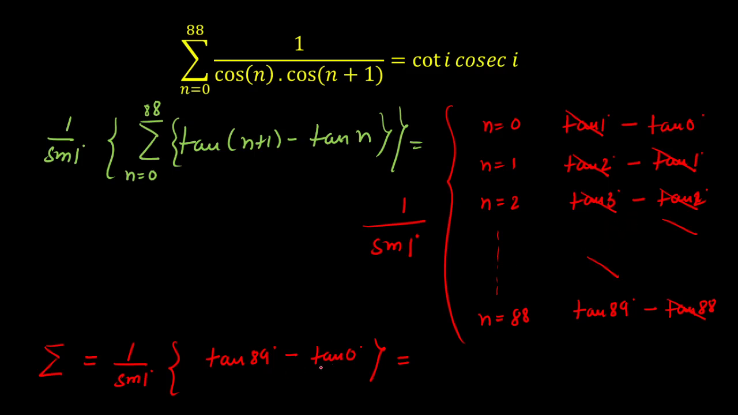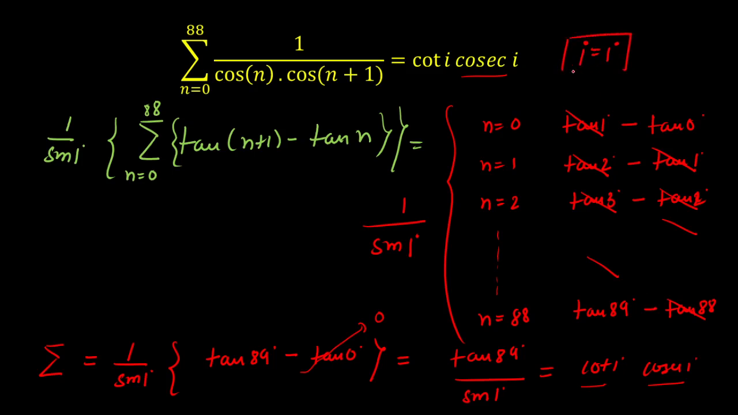Now I'll find the final value, that is tan of 89 degree minus tan of 0 degree. Tan of 0 degree is 0, and the remaining is tan of 89 degree upon sine of 1 degree. Our motive is to convert this into cotangent multiplied by cosec. I can write 1 upon sine as cosec of 1 degree by taking the reciprocal, and tan of the complementary angle is converted into cot, that is cot of 1 degree. Now I have converted this into cotangent and cosec, so the value of I is equal to 1 degree. This is our final answer.